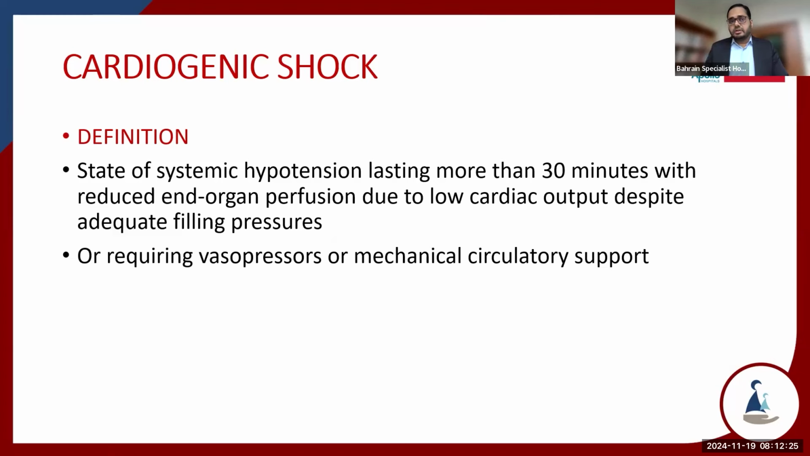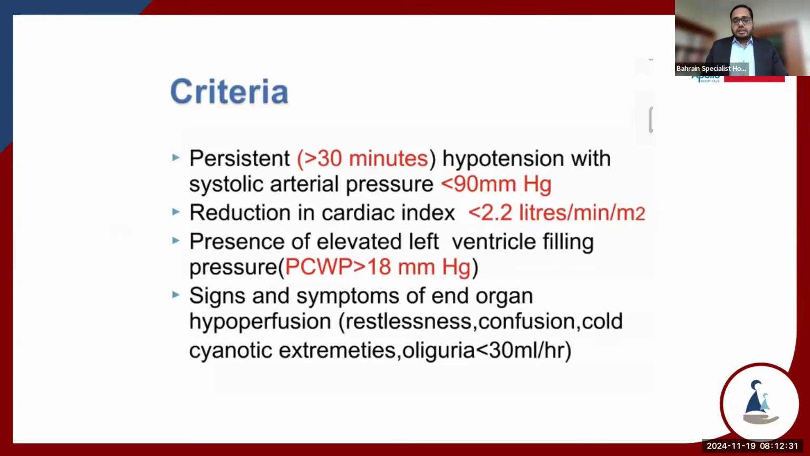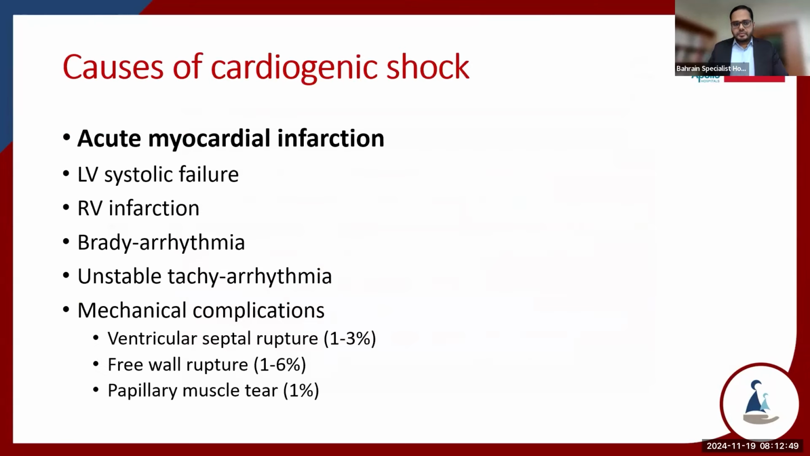Or the patient is already on vasopressors or requiring mechanical circulatory support. So these are the criteria. Persistent hypotension, more than 30 minutes. Hypotension is defined as systolic pressure less than 90 millimeters mercury, reduction in cardiac index less than 2.2, elevated left ventricular filling pressure, that is the capillary wedge pressure more than 18, and signs and symptoms of end organ hypoperfusion.